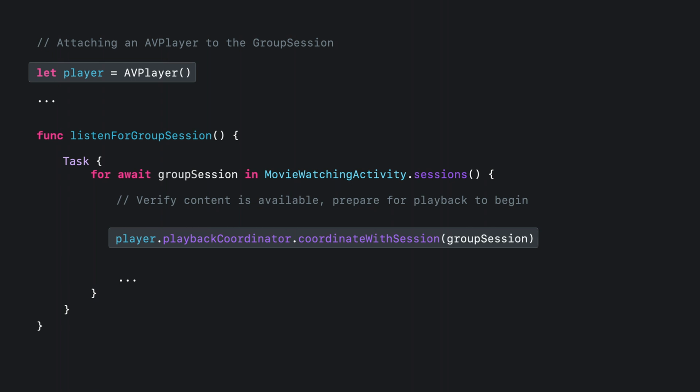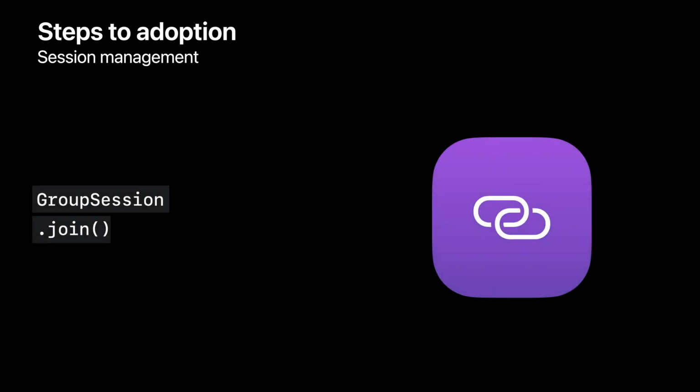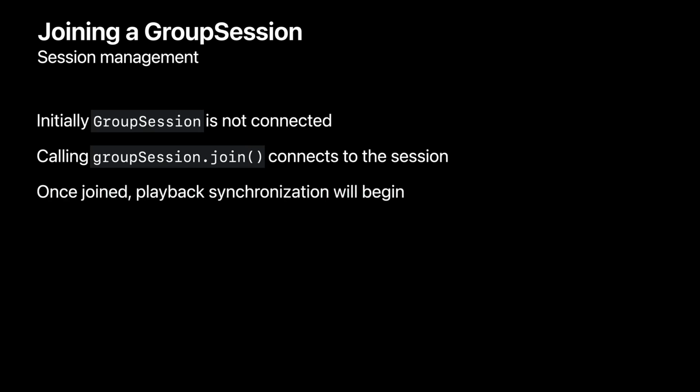Under the hood, the framework handles all the intricacies of playback coordination and real-time networking for you. There's one final step to session management, and that's finally joining the session. Initially, a group session is not connected and is instead in a waiting state. Calling join connects the group session to the group and begins the real-time connection, allowing messages to be sent and received from other devices in the group. Once the group session has successfully joined, playback synchronization will begin.